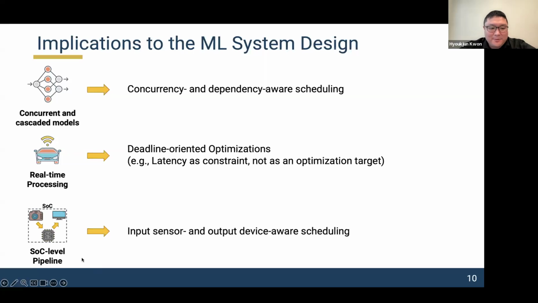And for the full-system or SoC-level pipeline, when you schedule the workload, you need to be aware of the input sensors and output devices. For example, the output display may have a refresh rate, and if you are giving outputs at a different rate than the refresh rate, there will be some challenges. Those need to be considered when you schedule workloads.